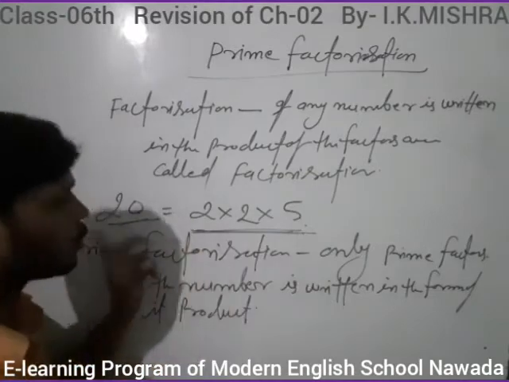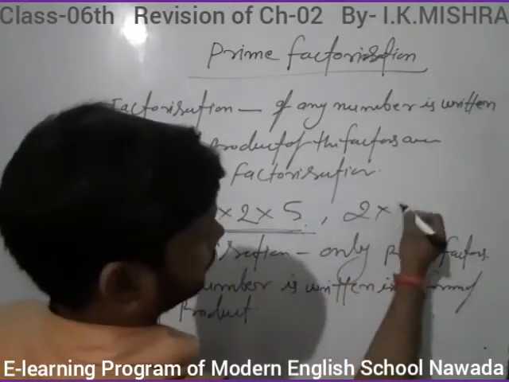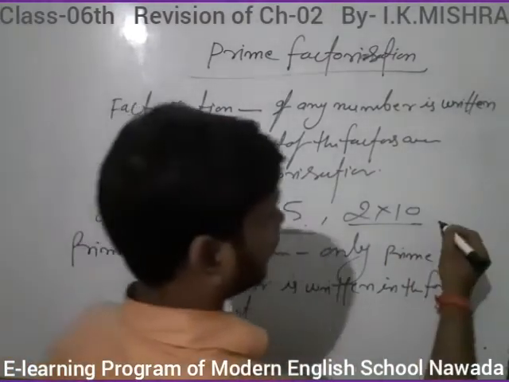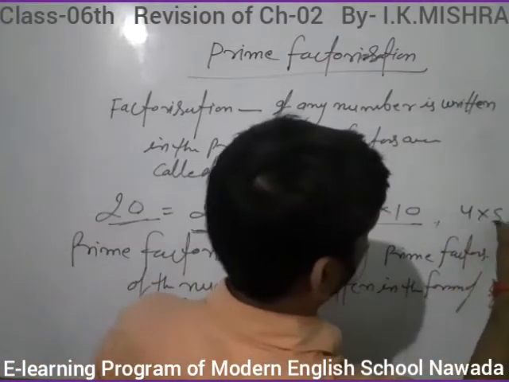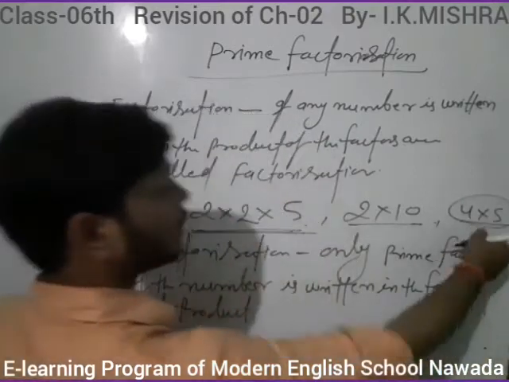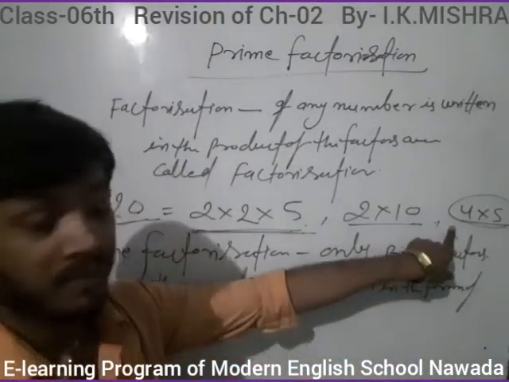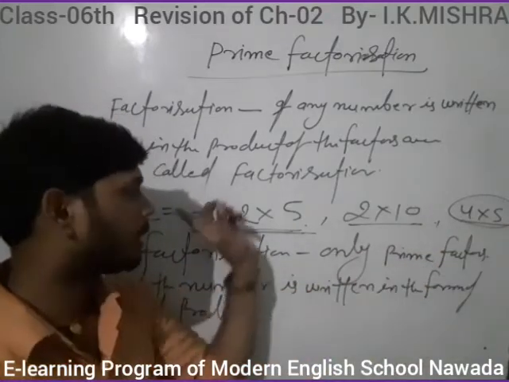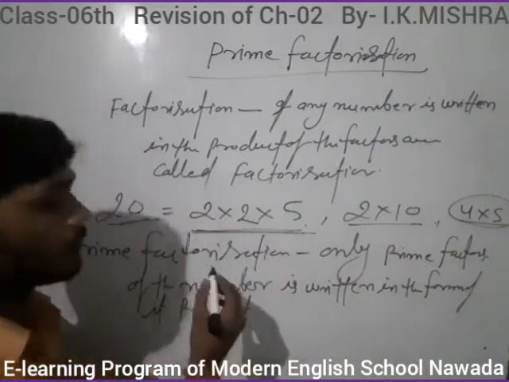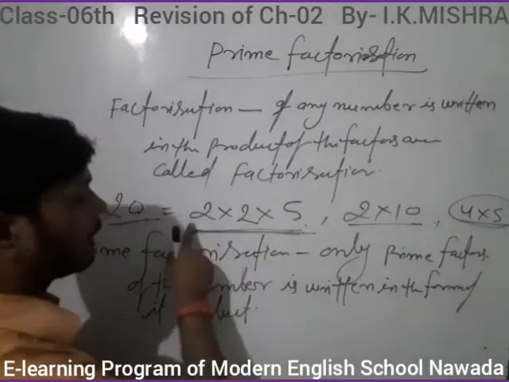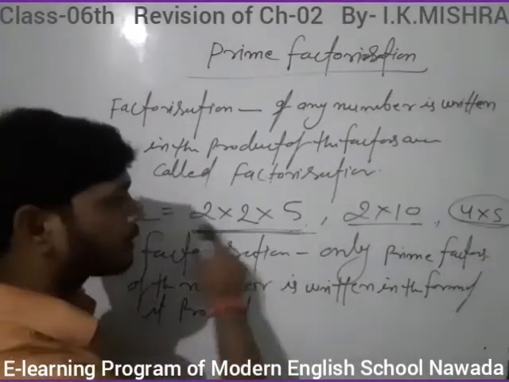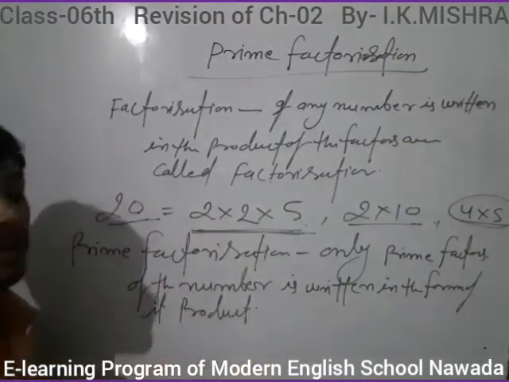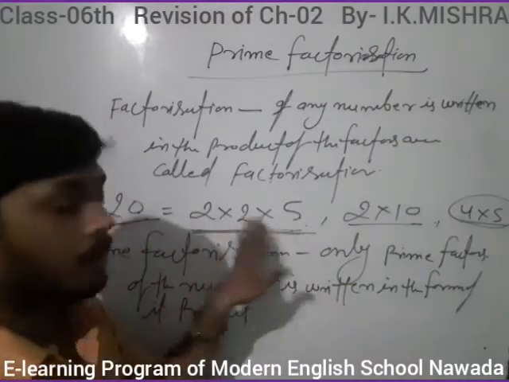It also can be written as 2 into 10. It's also a factorization of this. It also can be written as 4 into 5. So 4 into 5 also is a factorization, but it's not a prime factorization. When you have to write the prime factorization of this, you have to write it as a product of its primes. 2 into 2 into 5 is 20, and all of these are prime numbers.